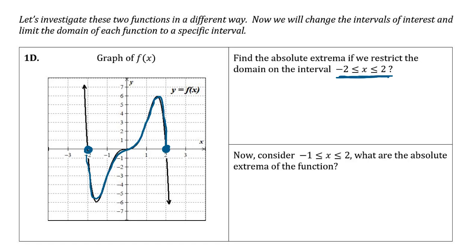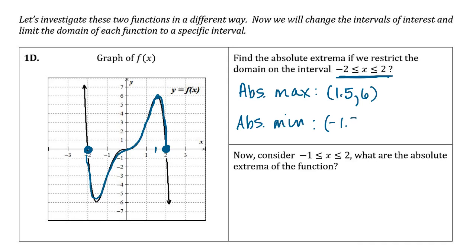And notice that if we do the absolute max, it looks like it's going to occur between 1 and 2. Maybe let's go ahead and just say 1.5 and 6. And then the absolute min is going to occur at negative 1.5 and negative 6.